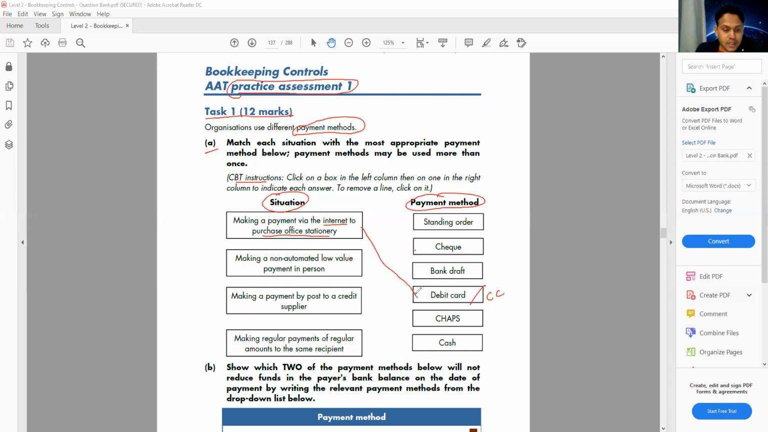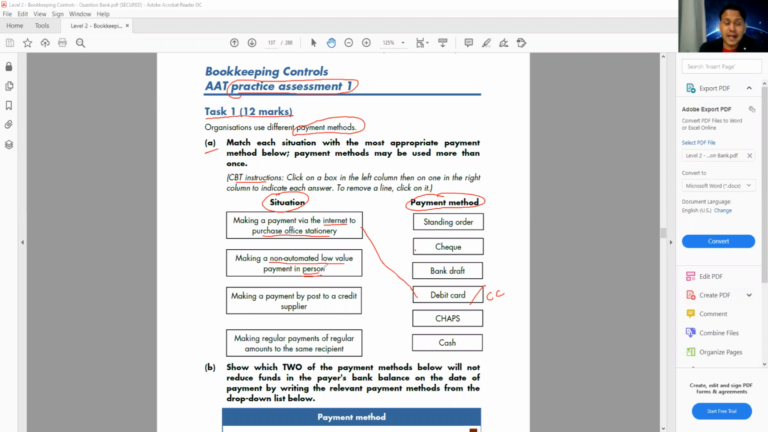The next one we have here, making a non-automated low-value payment in person. Non-automated means I'm not using the computer, I'm not logging into my bank account. So I'm doing something manually. It's not automatic. And the payment I'm giving to a person.